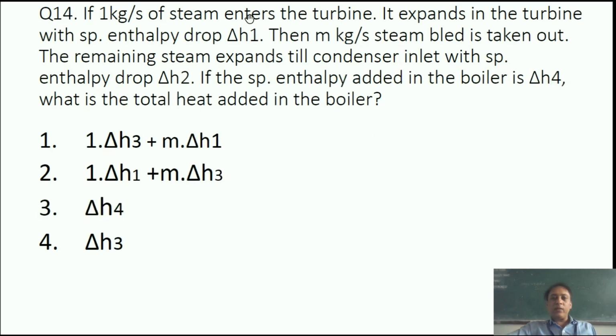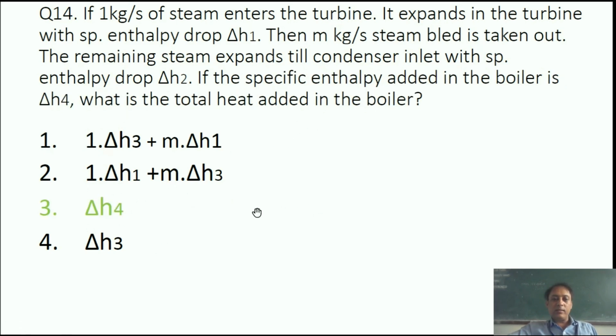If 1 kg per second of steam enters the turbine, it expands in the turbine with specific drop of del H1. Same question, some data is different. Then m kg steam bleed is taken out. The remaining steam expands till the condenser inlet with specific enthalpy drop del H2. If the specific enthalpy added in the boiler is del H4, what is the total heat added in the boiler? Now the question is that in the boiler, how much heat is added? Out of these four, the correct answer is del H4 itself.